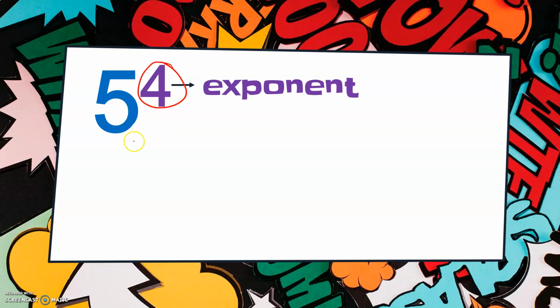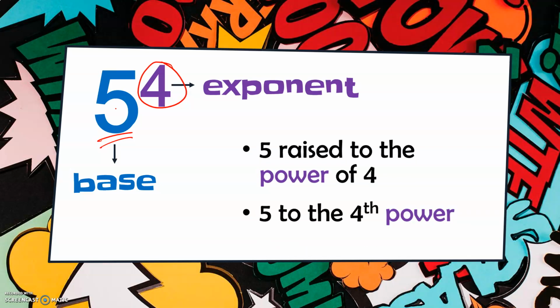5 raised to the power of 4 is called an exponential notation, and it has two parts. First is the exponent. In this given example, 4 is our exponent. As you notice, it is a number written in a smaller manner at the upper right side of the other number. The other one is the base. In this exponential notation, our base is 5. We read this exponential notation as 5 raised to the power of 4 or 5 to the 4th power.